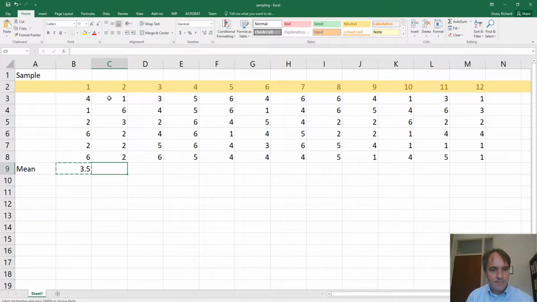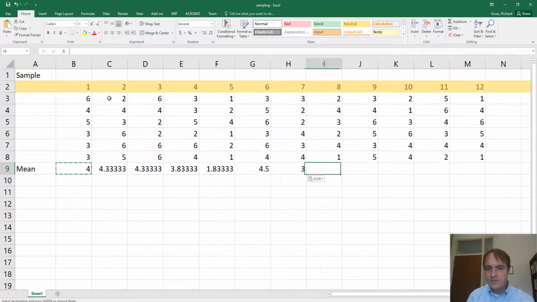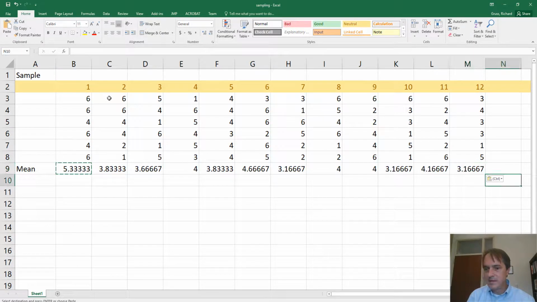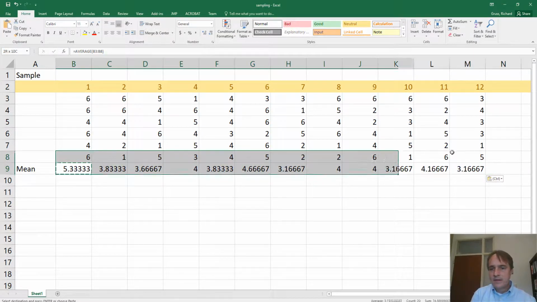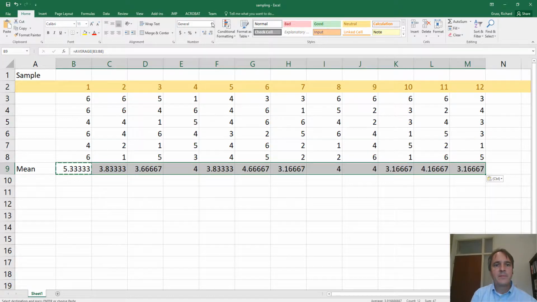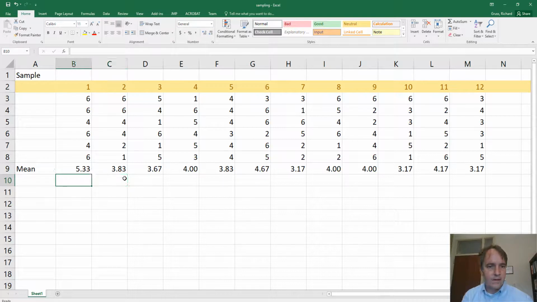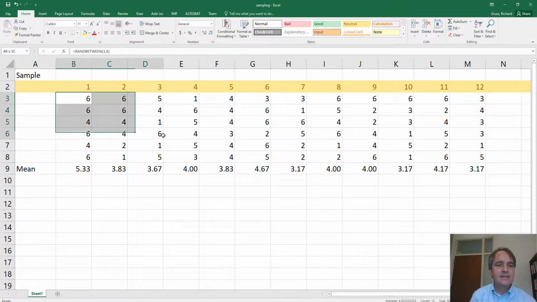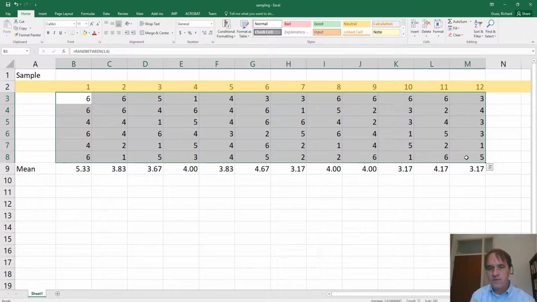So let's go across and take the average of all of these, and I'm going to select these cells and format them as numbers so that I don't have quite so many decimal places to look at. Okay, so interesting thing here. Let's treat all of these as our population then. So we've got 12 samples here from some larger population, but let's say that these are a whole population.